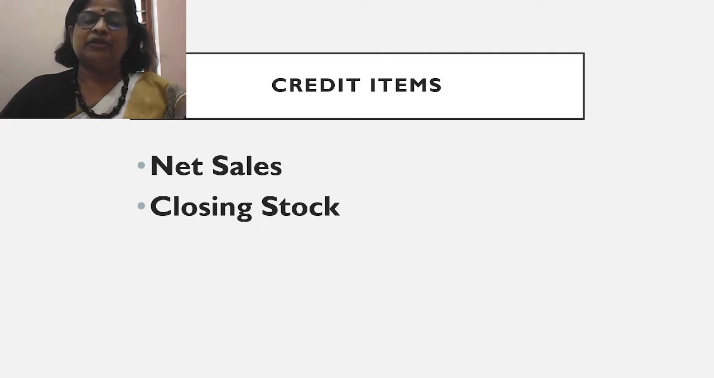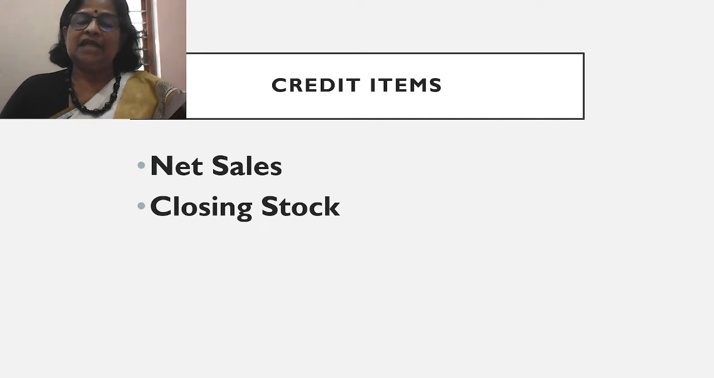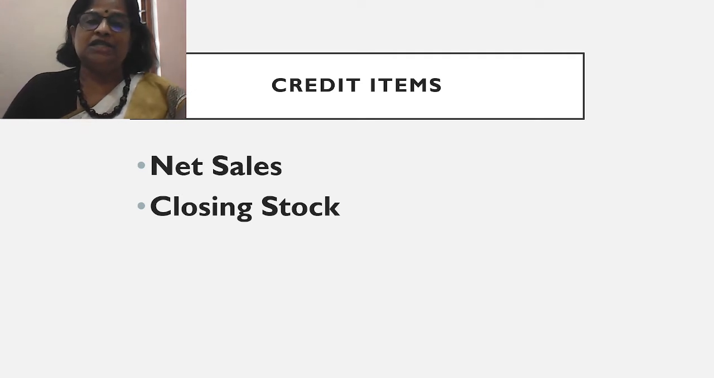Credit items you have to remember net sales. See, sales also, some customers will purchase the item. Sometimes they may disagree with the discount, sometimes they disagree with the quality, quantity. Sometimes returns will be there. So from the actual sales, we will reduce sales returns, you will get a net sales. Similarly, the closing stock will be there. Closing stock of the financial year. That is stock which is not sold at the end of the financial year will be closing stock. So these are the items usually come in the credit side of the trading account.